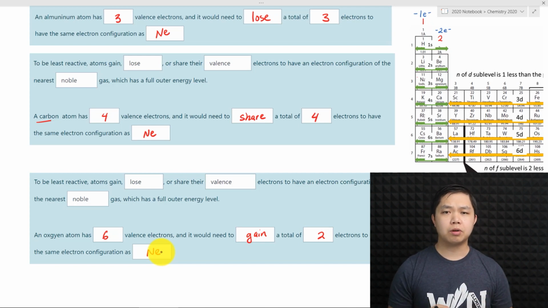And that is how you look at the periodic table to determine if an atom is going to gain, share, or lose electrons to have the same electron configuration as the nearby noble gas so that they can become stable as well.